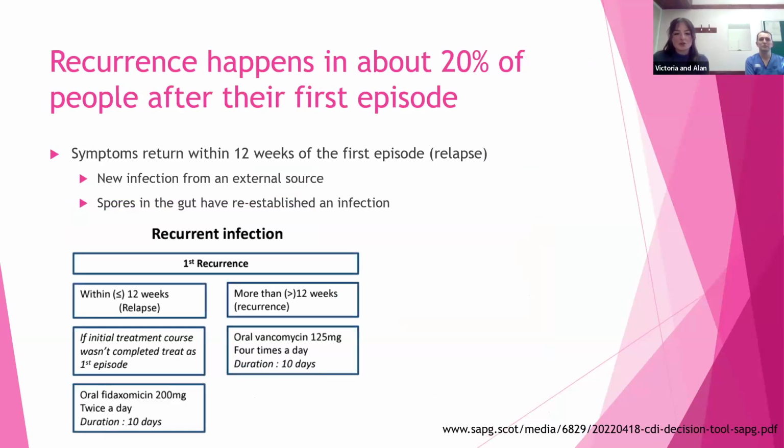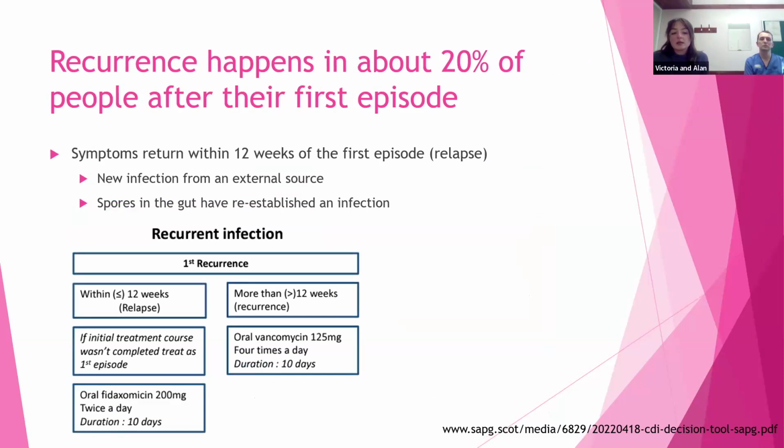And I'm going to briefly touch on recurrence, which happens in around 20% of people after their first episode. And we would think of recurrence as when symptoms initially abate and then return. And this happens within the first 12 weeks of that first episode to be considered a relapse or recurrence.